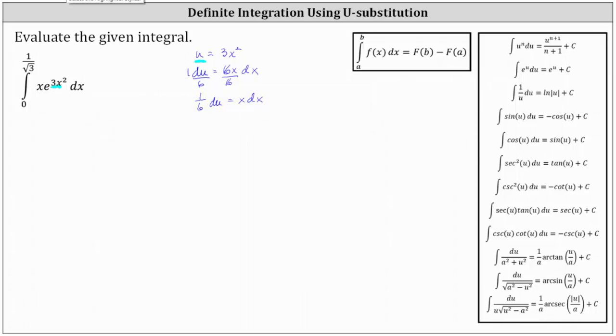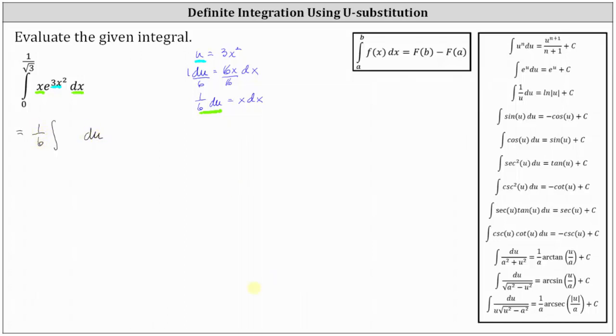And now we can substitute 1/6 du for x dx. Before we write the integral with respect to u, we need to be careful here. The limits of integration from 0 to 1 divided by square root of 3 are x values, not u values. We will temporarily leave the limits of integration off when writing with respect to u. Again, x dx is equal to 1/6 du. We will factor out the 1/6, and then we have du.